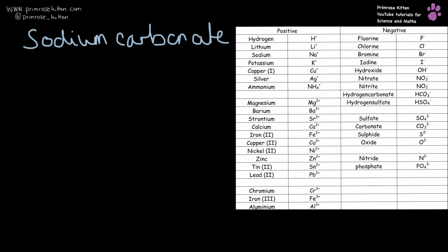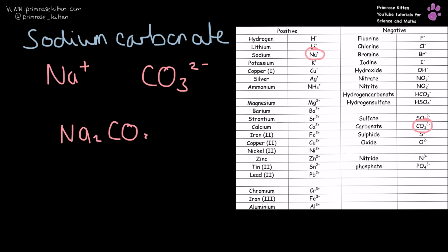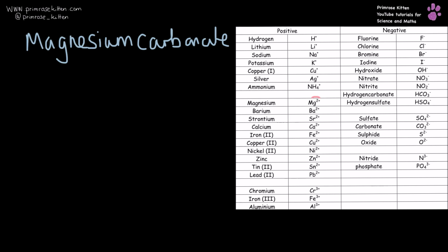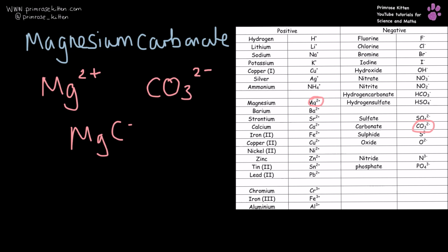Sodium carbonate, Na+ CO3 2-. We're going to need another sodium, so it's Na2CO3. Magnesium carbonate, Mg2+ CO3 2-, again 1-to-1 ratio, so we can write them down.